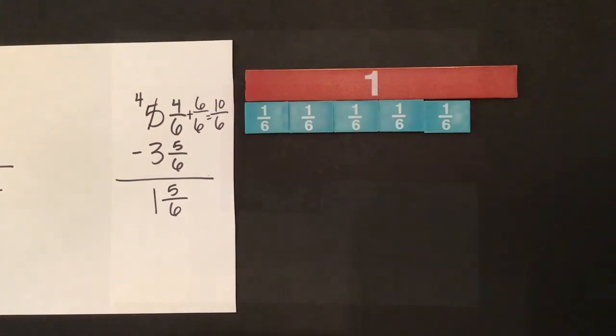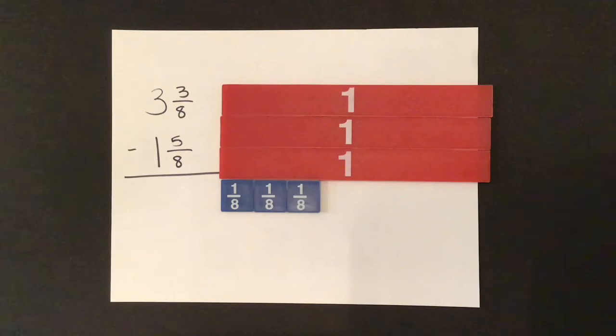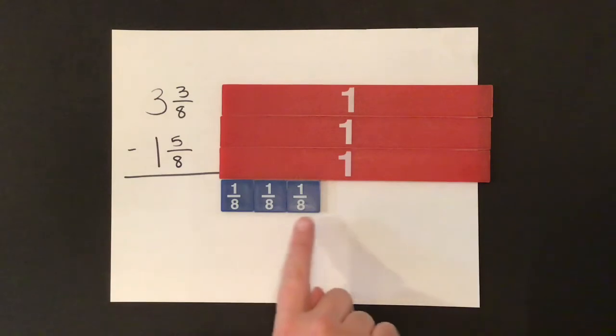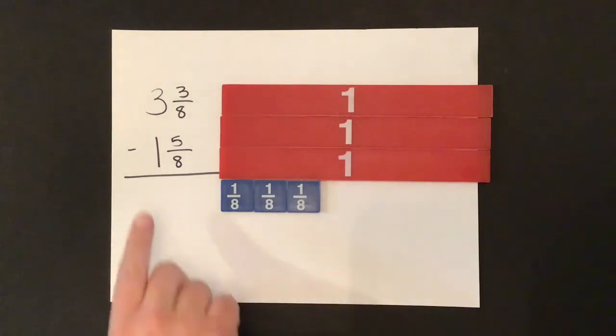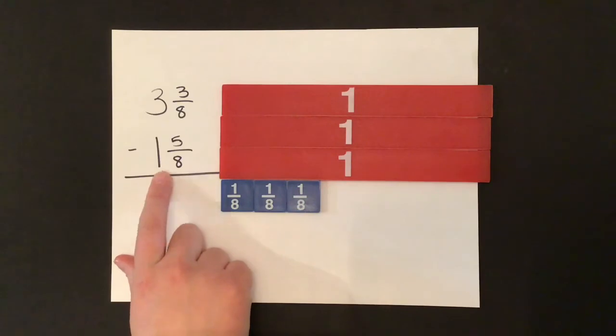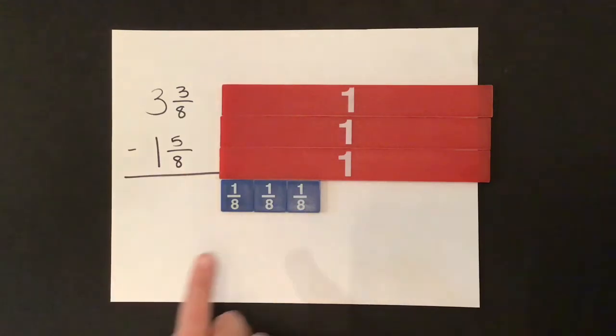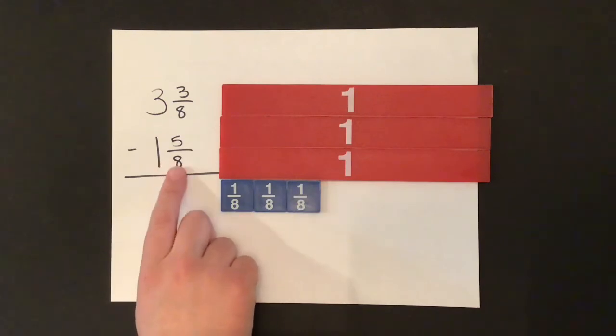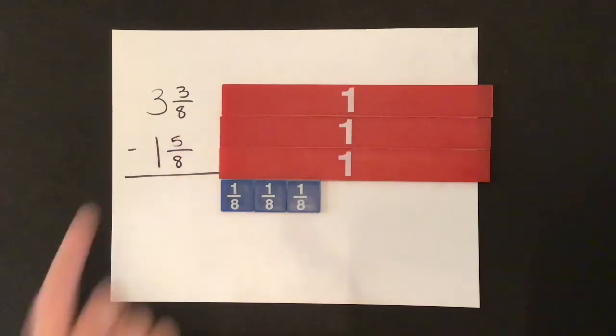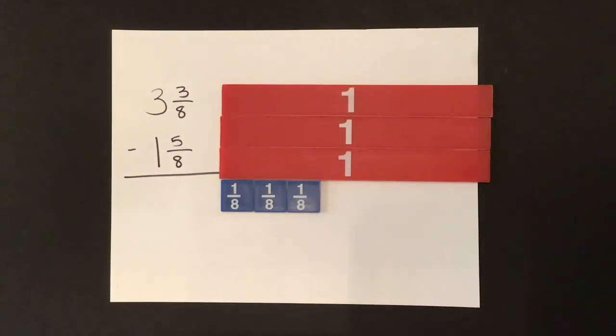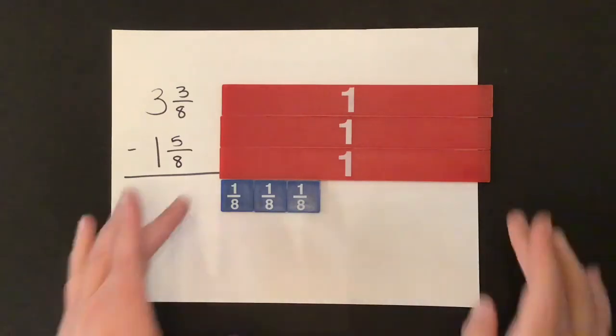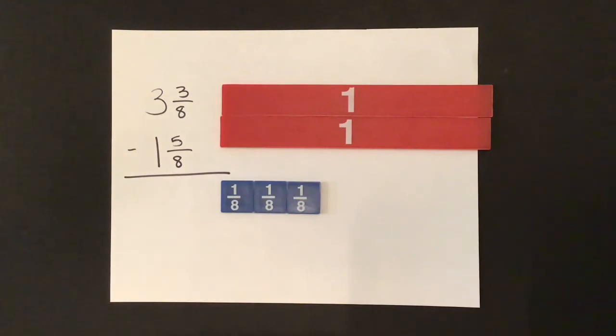Let's go through a few more examples. Okay, so I've got this ready to go. We have 3 wholes and 3/8. Now I'm subtracting 1 and 5/8. And I run into a problem there because 5/8 is 5 pieces and I only have 3 pieces. So what do we do in subtraction when we don't have enough? We regroup. So we'll go ahead and trade out one of our wholes and show that that's equal to 8/8.